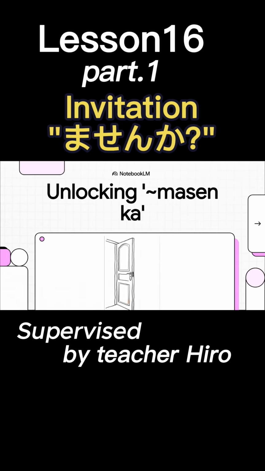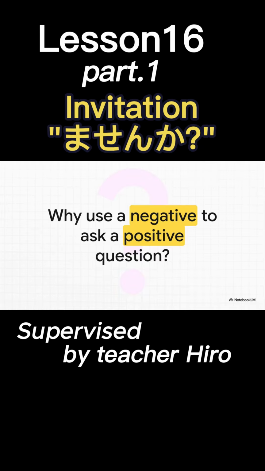Let's dive right in. So let's kick things off with a question that, honestly, trips a lot of people up. This phrase, for saying something like, won't you or wouldn't you like to, it literally uses a negative verb form. It feels a little strange, doesn't it? Asking, won't you have lunch, instead of just, will you have lunch? But trust me, there's a brilliant reason for this, and it all comes down to politeness and social nuance.